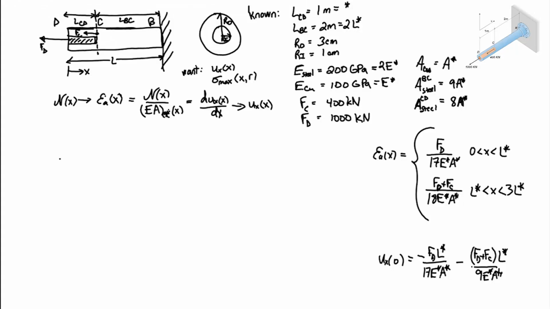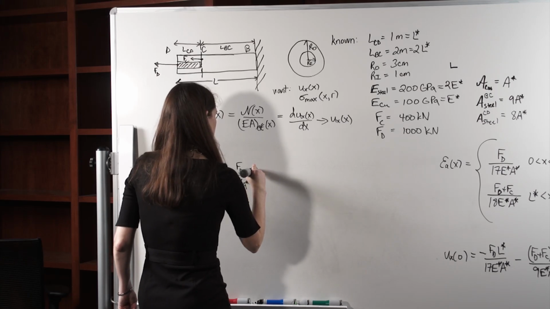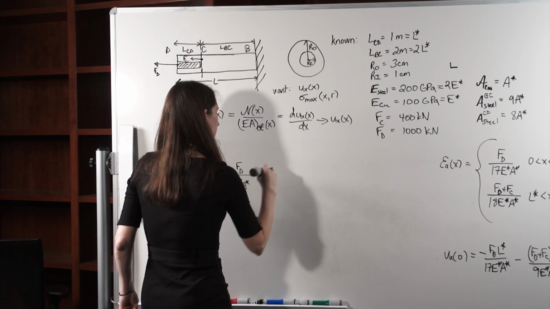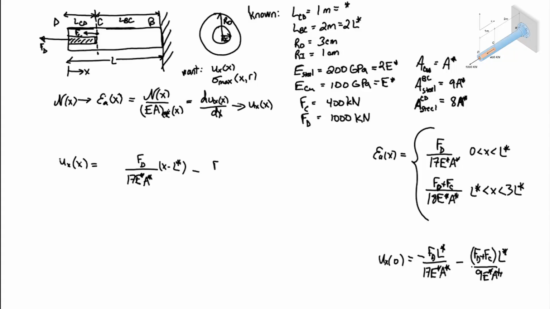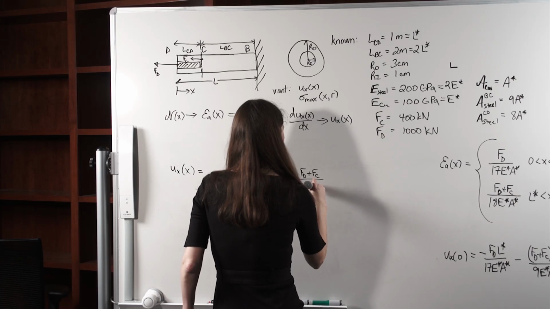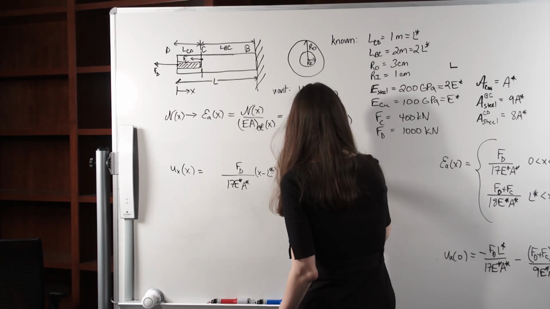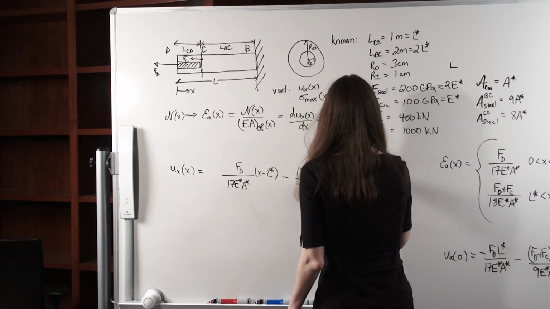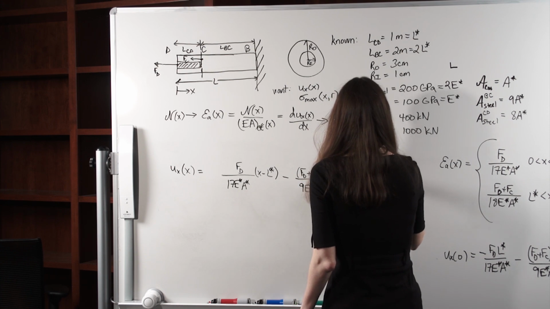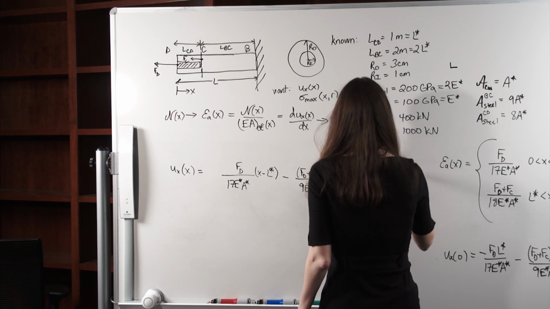Okay, so here's our final expression. We have that ux of x is equal to fd over 17 E star A star times x minus L star, minus fd plus fc over 9 E star A star, so we have this times L star. And so that's our expression for section CD, so x is 0 to L star.